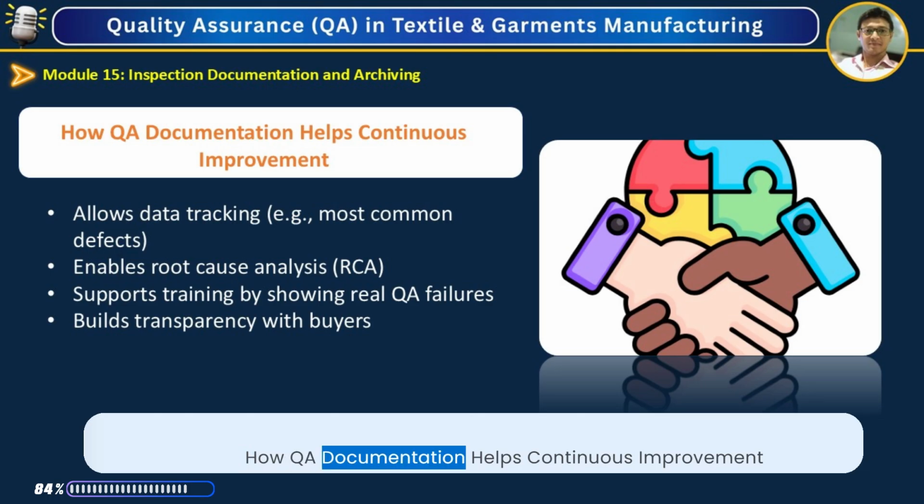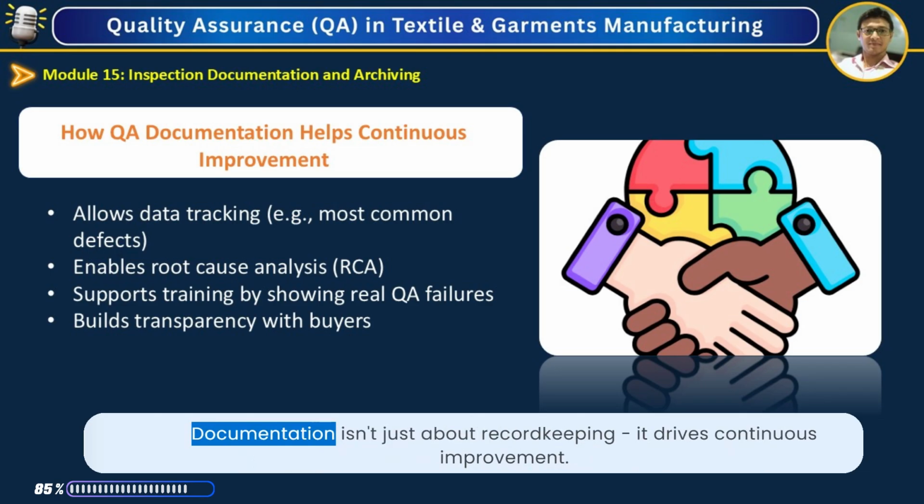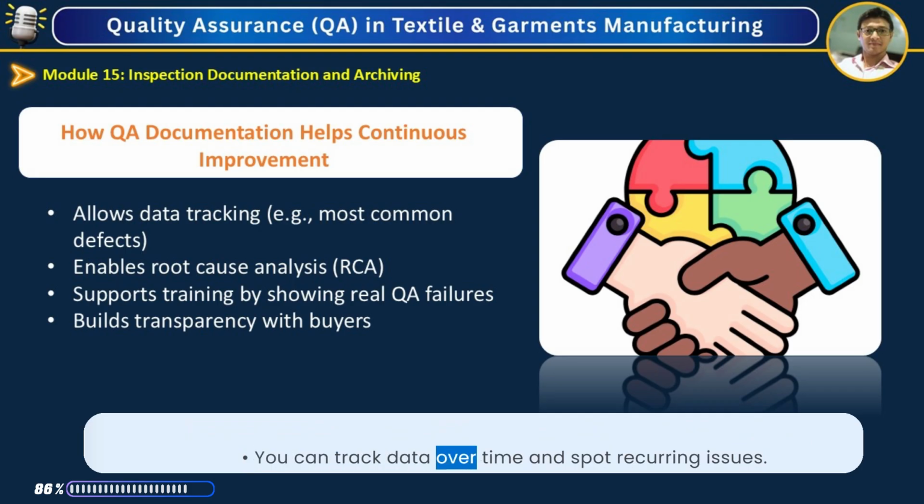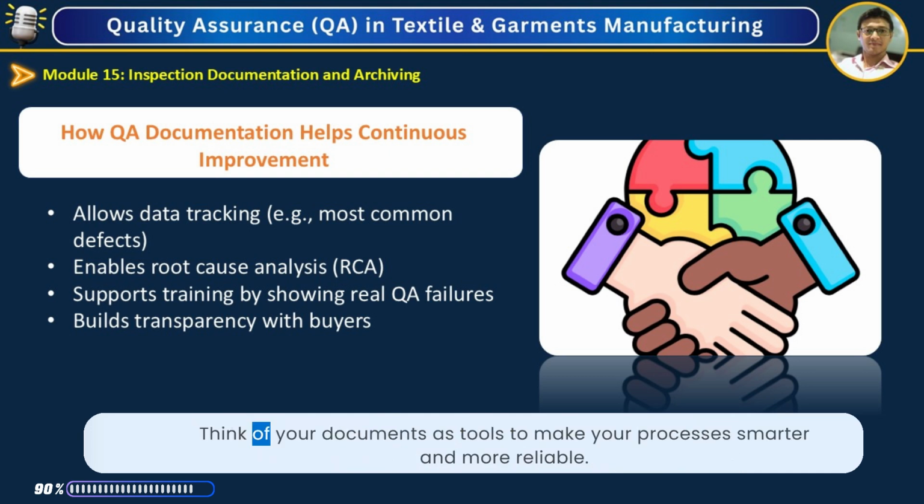How QA documentation helps continuous improvement. Documentation isn't just about record keeping, it drives continuous improvement. You can track data over time and spot recurring issues. Use reports for root cause analysis. Real inspection reports serve as great training material. It also builds buyer trust by showing transparency. Think of your documents as tools to make your processes smarter and more reliable.